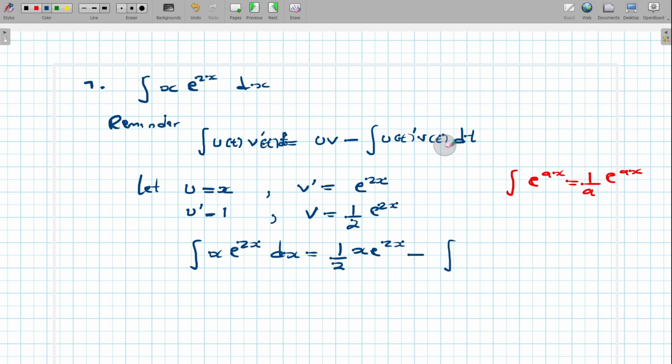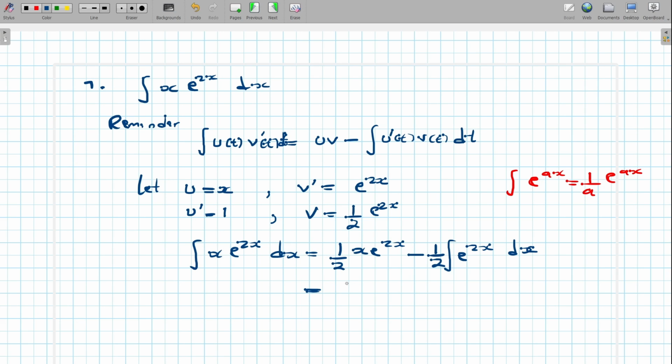Now I'm supposed to write this prime here so that everything makes sense, right? So the prime has to be here, like so. And then we know that our u prime here is 1, so we're not going to write the 1 here. We're just going to put it in our heads that we have the 1 here. And then what is our v? Our v is 1 divided by 2 e to the power 2x. Now, look, the 1 divided by 2 here is a constant, so we're going to take it out of the integral, and then we're going to have 1 divided by 2, and then here we have e to the power 2x dx, like so.